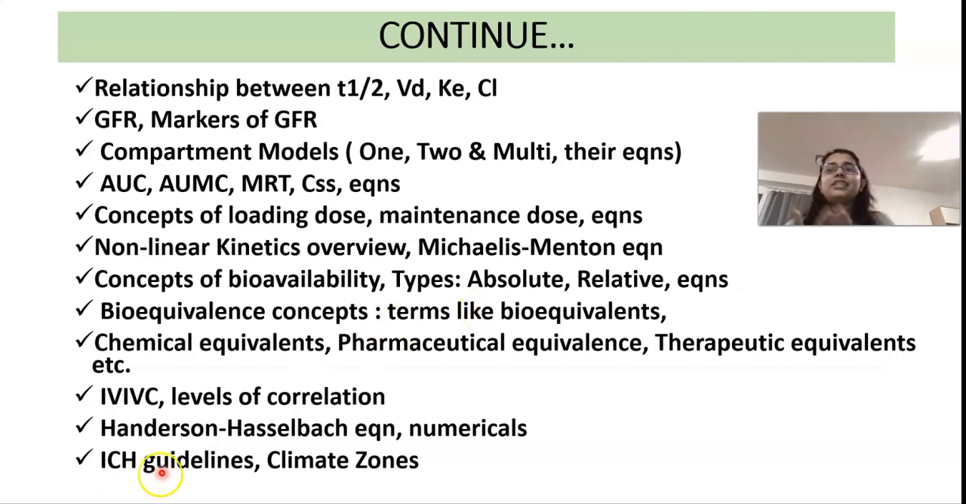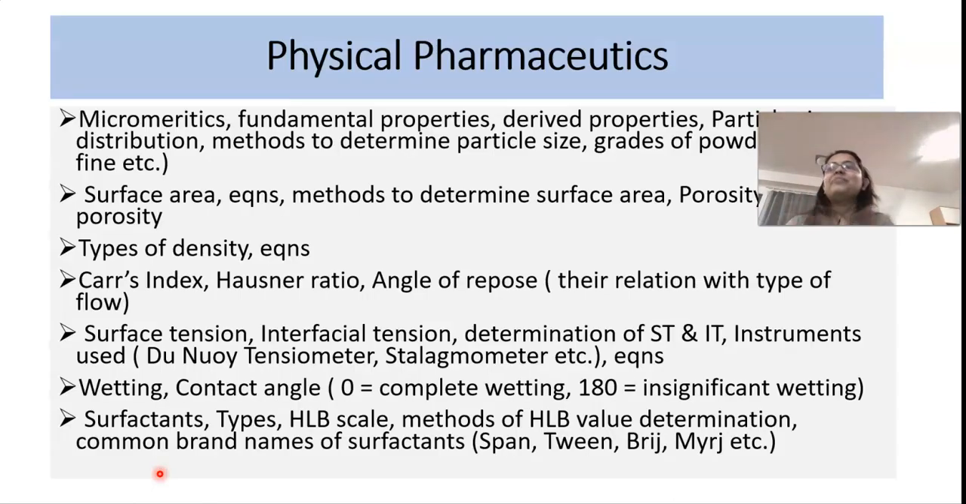And ICH guidelines. Of course ICH guidelines are very important, because they have given what is Q1, Q2, Q3, Q7. So all stability related guidelines you have to do. And remember, of course, the abbreviation ICH, that is International Conference on Harmonisation. At the time of my exam, they asked this question: what is the long form of ICH? I know now they don't ask, but yeah.